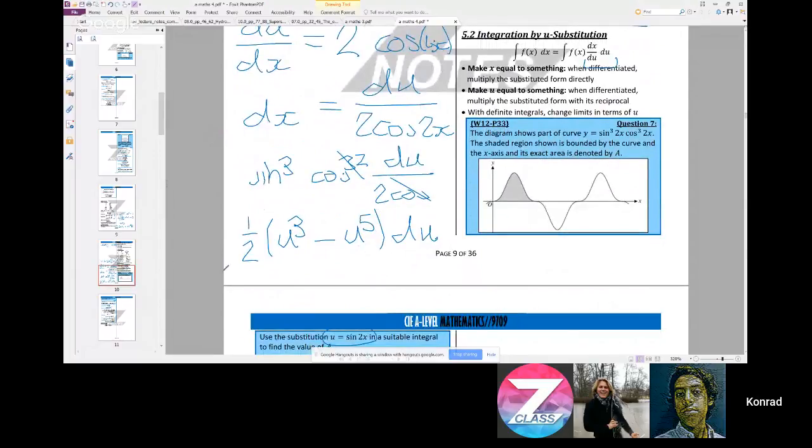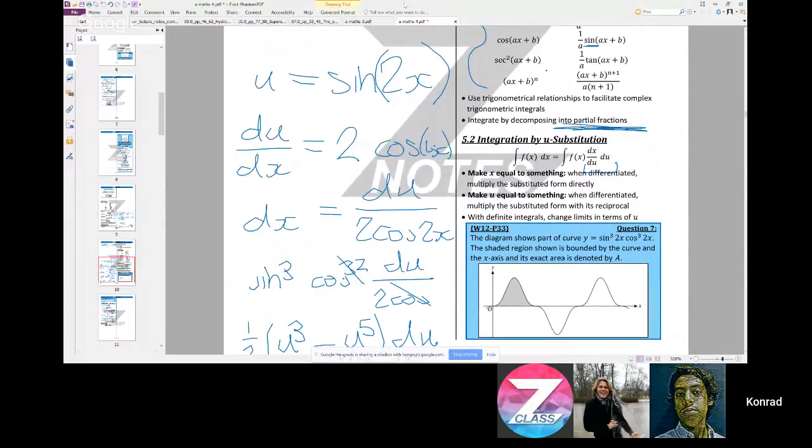Now, this integration you can do very easily, right? That's a really basic polynomial integration. That becomes u to the 4 over 4. That becomes u to the 6 over 6. Nice and simple, I hope. And then at the end, once you've got your integral and you've done it, you can just substitute back in sine of 2x instead of your u. Okay?